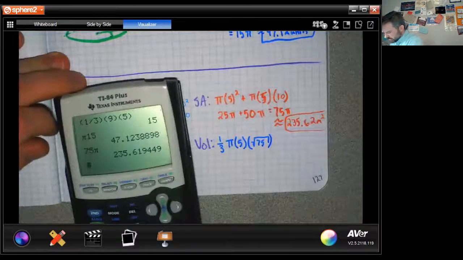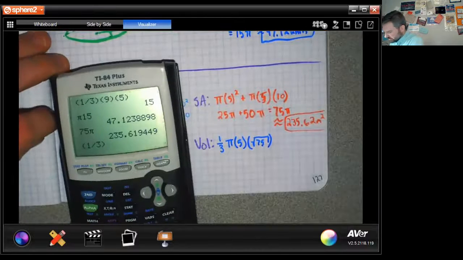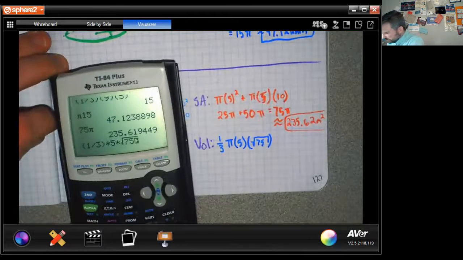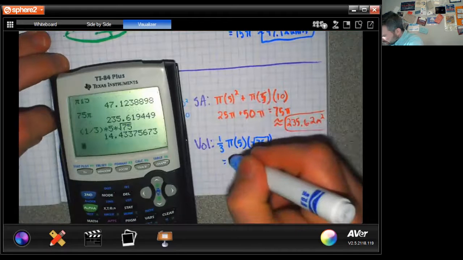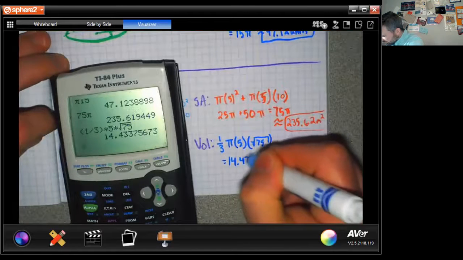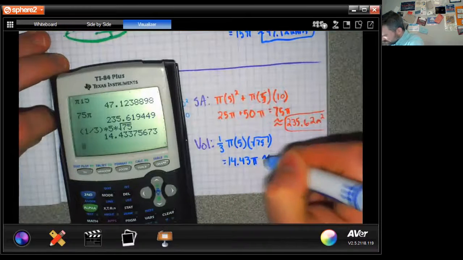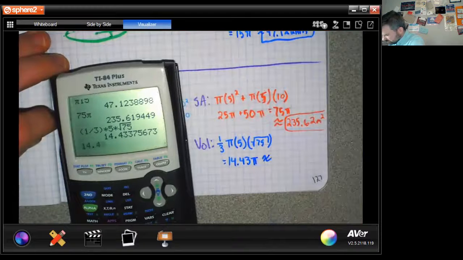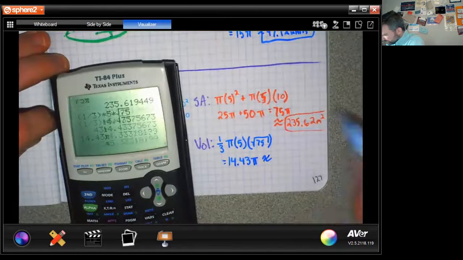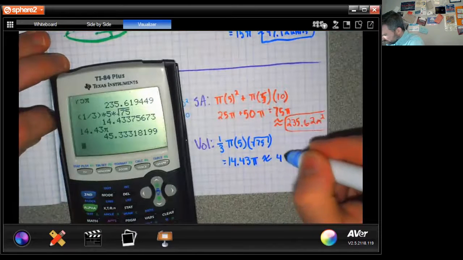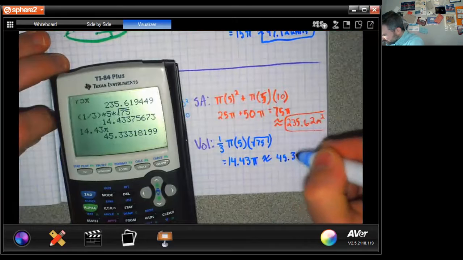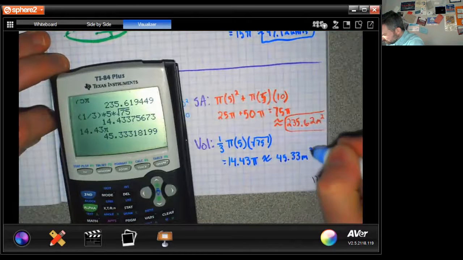So we're going to take 1/3 times 5 times the square root of 75. And that's going to give us 14.43 pi, which is about 45.33 meters cubed.